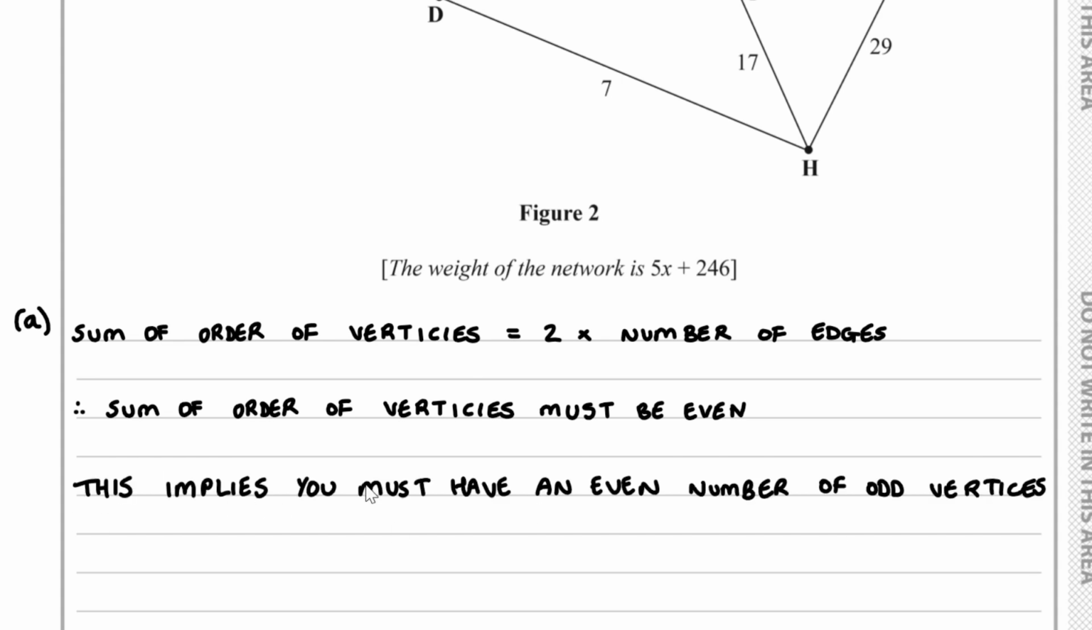So this would imply that you must have an even number of odd vertices, because if you have an odd number of odd vertices, then you'd have the sum being odd, which is impossible according to this statement here.